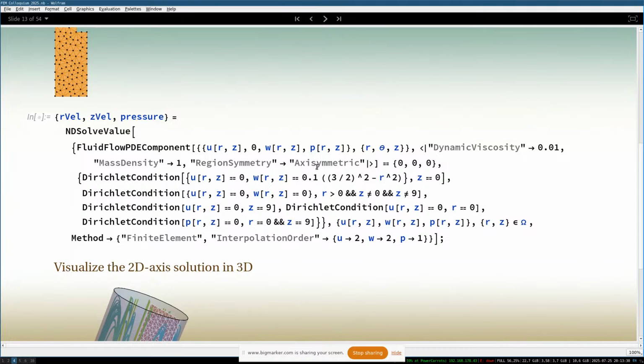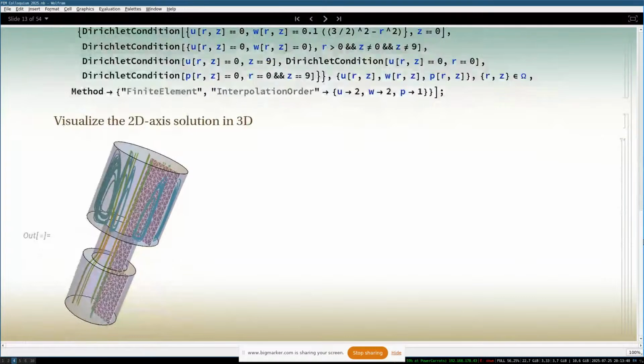Region symmetry is axisymmetric, and then it generates the correct equations, and we set some boundary conditions to solve the PDE. And here is a solution. So now I've taken this 2D solution and plotted it in 3D, in the rotational 3D object, to give you an idea of what this then does.